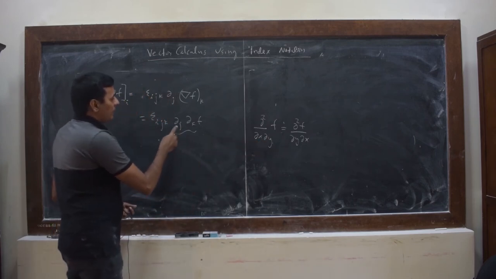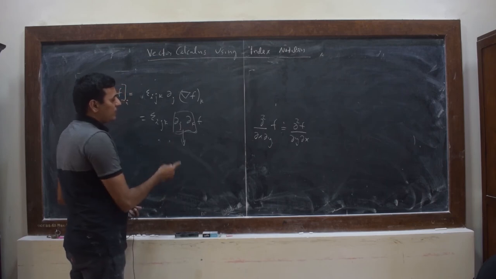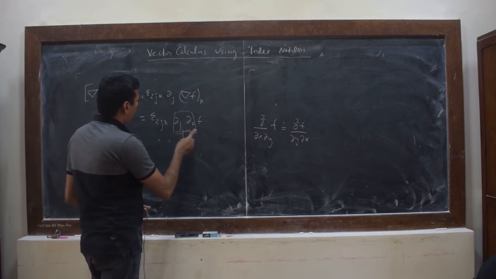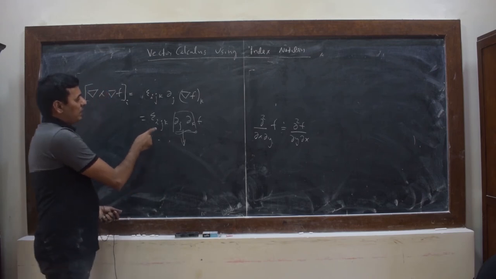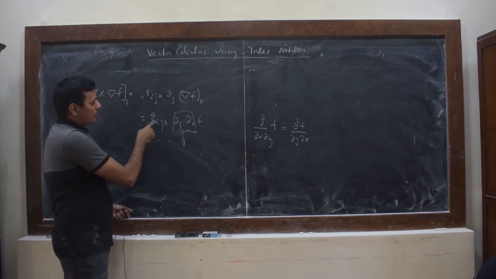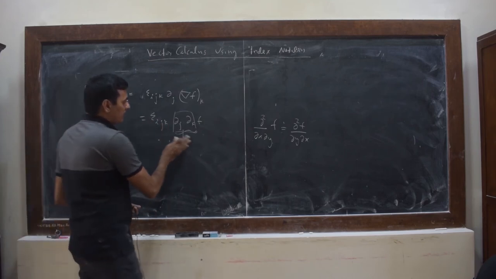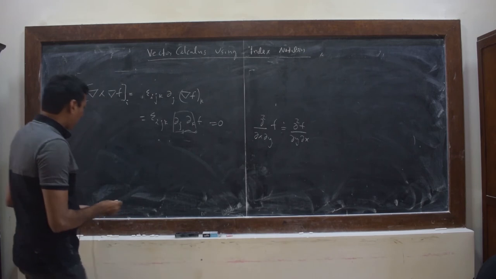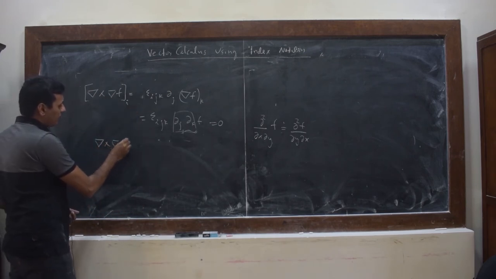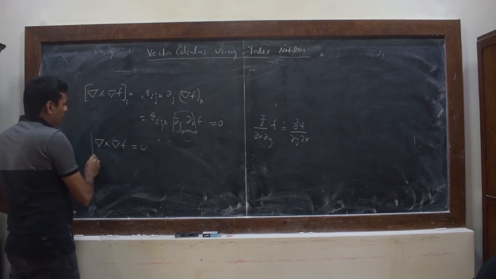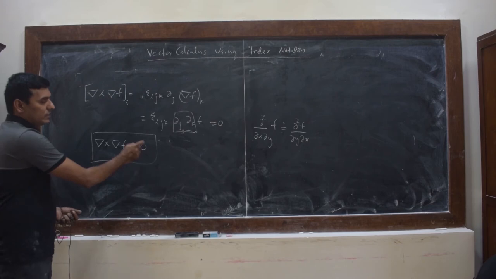Or you can say that this object is symmetric. This object ∂j ∂k is symmetric under the exchange of j and k. But here you can see an epsilon ijk, because it is totally anti-symmetric under the exchange of j and k. That immediately tells you that this object is 0, or whose ith component is 0. So you can write del cross del f is equal to 0. That means curl of a gradient of a scalar is always 0.